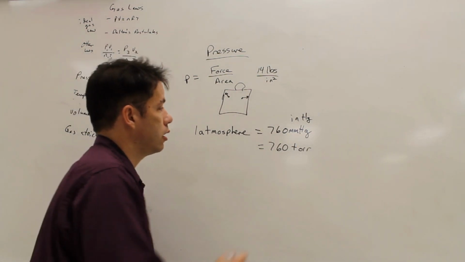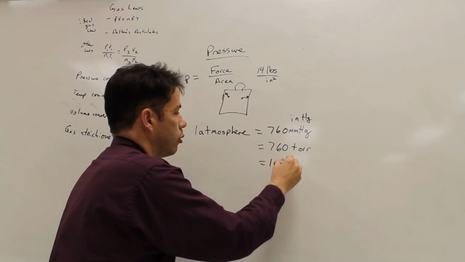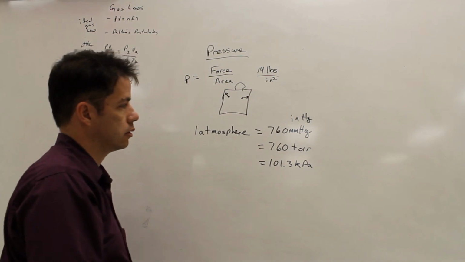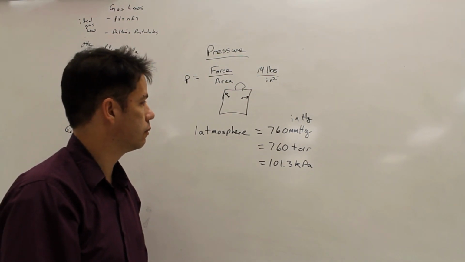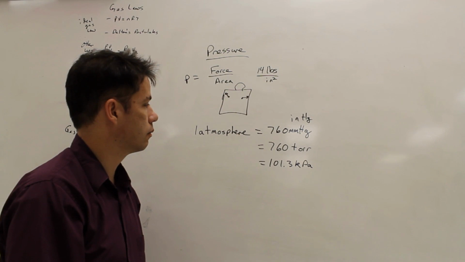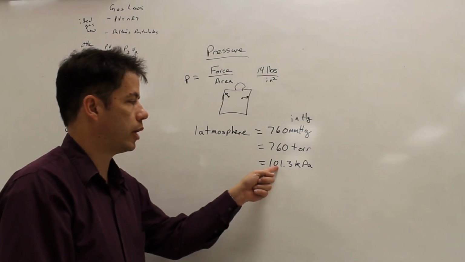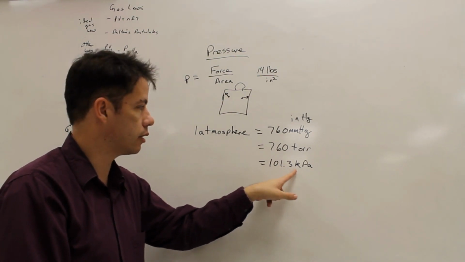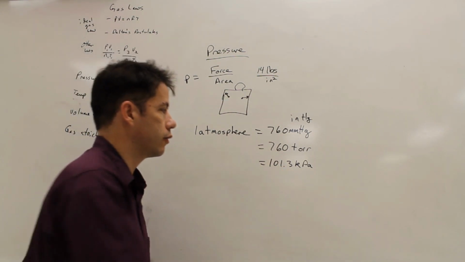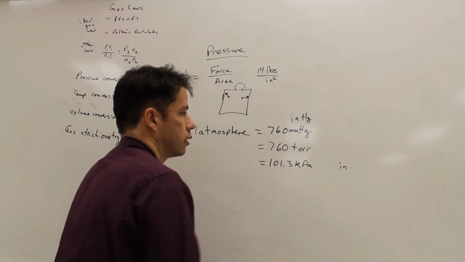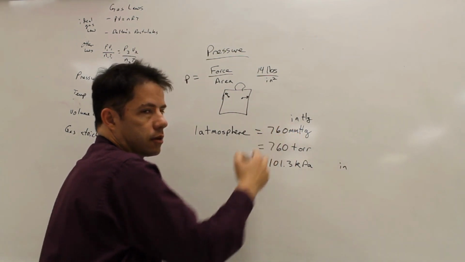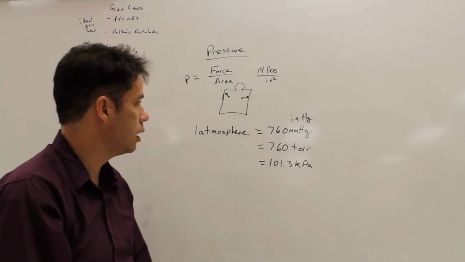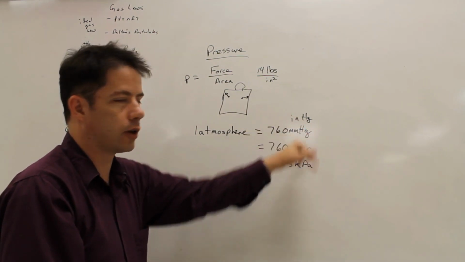We can also have 101.3 kilopascals. Pilots in Europe use kilopascals, because as a pilot I had to convert the atmospheric pressure to inches, which is basically like saying inches of mercury. 101.3 kilopascals. So guess what? These are all conversion factors.